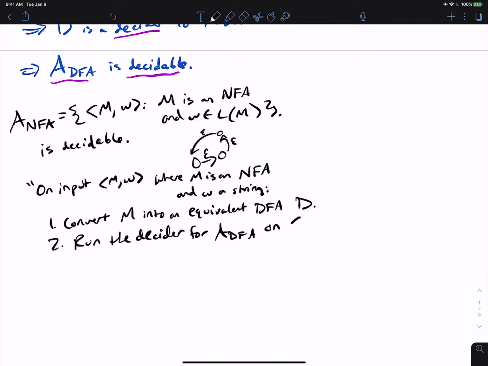Well, we got to give it a string, so it's going to be some encoding of a machine in a string. Here, A sub DFA is expecting a DFA and a string. Well, we got a DFA right here, so the DFA has to go in, and then the string happens to be the exact same string because I want to output the same answer. So in this case, it's w.